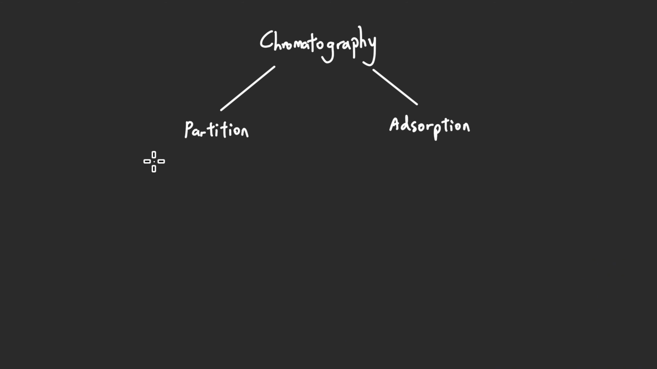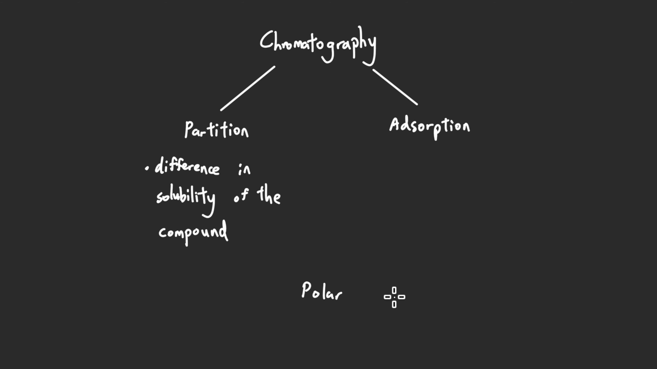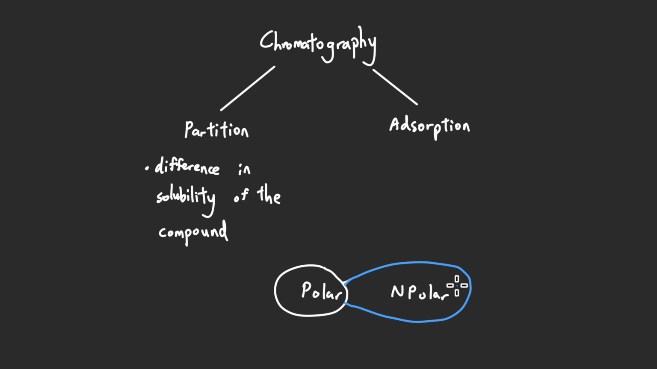The principle of partition is the difference in solubility. So we know that a compound will consist of a polar part and a non-polar part, right? So this is the polar part, say, and this could be a non-polar part. And both of them will have different solubility in the mobile phase and stationary phase, and that will differentiate their components or separate them into different solvents. They will dissolve in the different solvent, mobile phase or stationary phase.